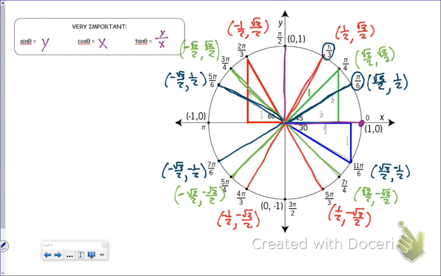2 pi over 6 would be 1 pi over 3 if I reduce it. 3 pi over 6, 4 pi over 6, 5 pi over 6, 6 pi over 6. So again, if you keep counting and reduce, 7 pi over 6, 8 pi over 6 is the same thing as 4 pi over 3. 9 pi over 6 is the same thing as 3 pi over 2. 10 pi over 6 and 11 pi over 6. So that's another way to help you remember what those radian values are. You guys are going to be using these a lot next year though, so the more you see them, the easier they're going to be to remember.